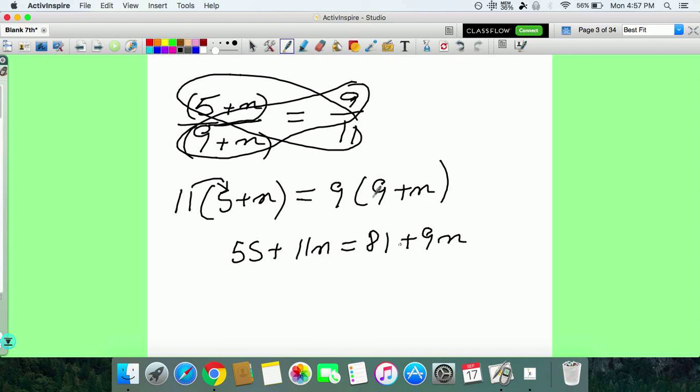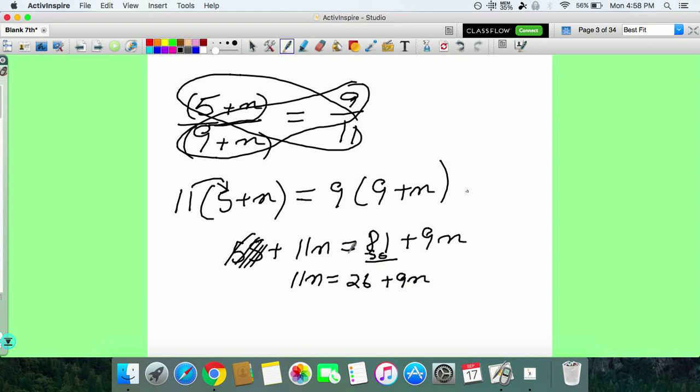So let's throw things out. What can I throw out on each side? Let's throw out the 55 here. If I get rid of 55 on the left side, I'm going to be left with 11n. If I throw out 55 from the left side, I must throw out 55 from that side. So I'm going to subtract 55 over here. 81 minus 55 is 26, so I'm going to have 26 left, plus 9n.